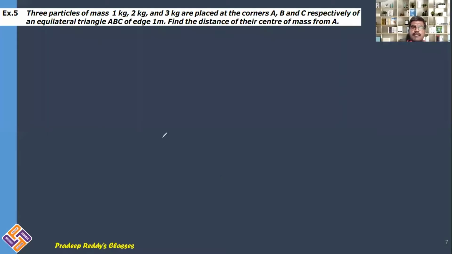So, students, there are three particles of 1 kg, 2 kg, and 3 kg, which are placed at the corners A, B, C respectively of a triangle. This is a triangle. It is A, and this is B, and this is C. At A you have one mass, which is 1 kg, at B there is 2 kg, and at C there is 3 kg.